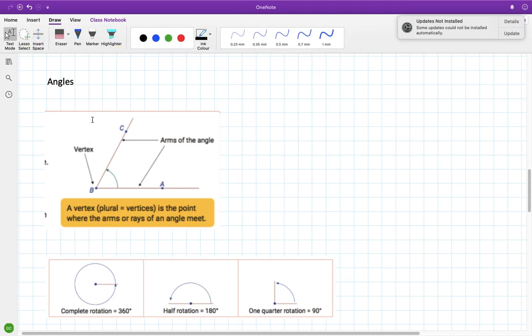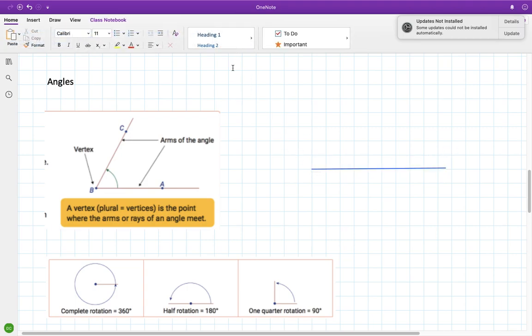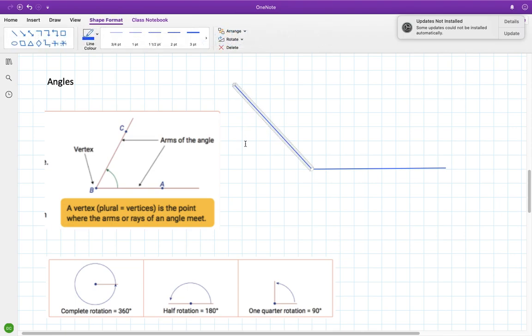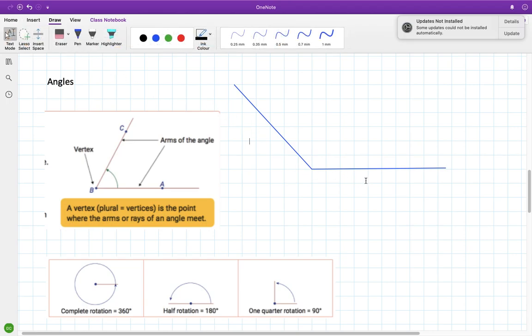Okay, so in order to have an angle, you need to have two lines. So let's use actual lines again. There's one, and then there's another. I just chose them randomly. This is one arm of the angle, and this is the other arm of the angle.